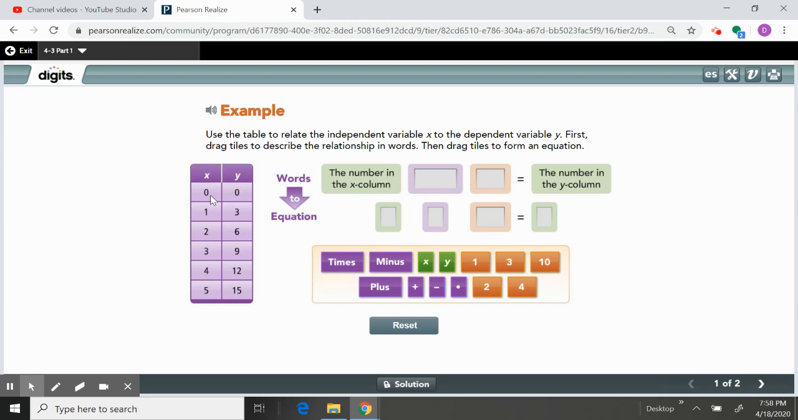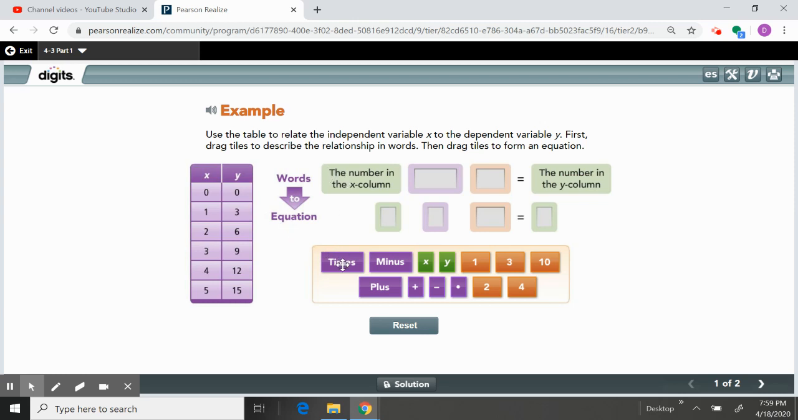So then maybe it's times. 0 times what equals 0? That can be any number, because 0 times anything will always be 0. So let's check here. 1 times what equals 3? 1 times 3 equals 3. Is that true here? 2 times 3, does that equal 6? Yes. 3 times 3, does that equal 9? Yes. 4 times 3, does that equal 12? Yes. 5 times 3, does that equal 15? Yes. And if I go back to my original pair up here, 0 times 3, does that equal 0? Yes.